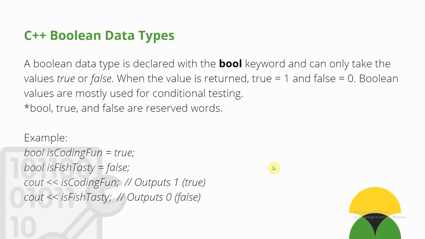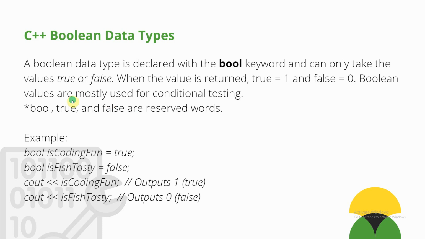Now for Boolean data types, this is declared by the keyword bool. You can only take the values true or false as its input. So when the value is true, it equals 1. Then if it's false, it's 0.